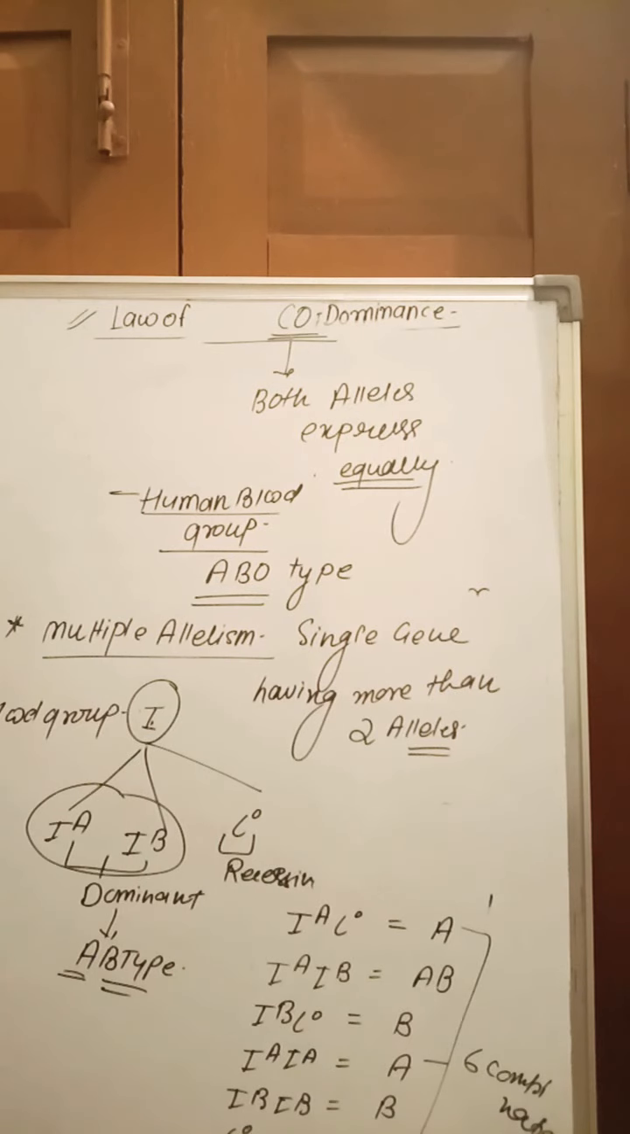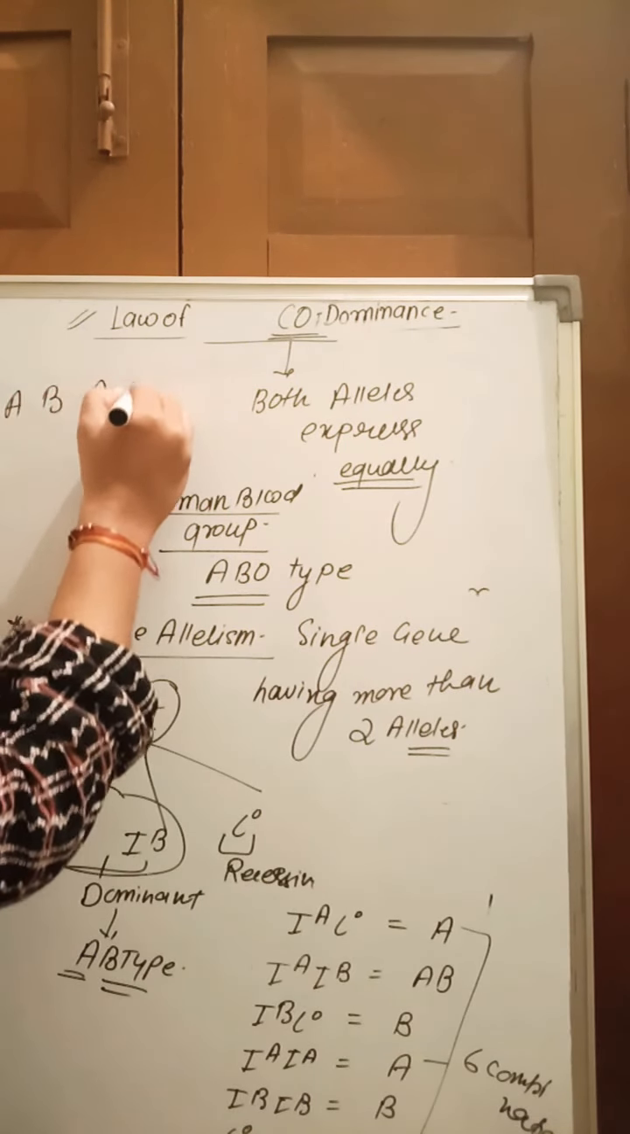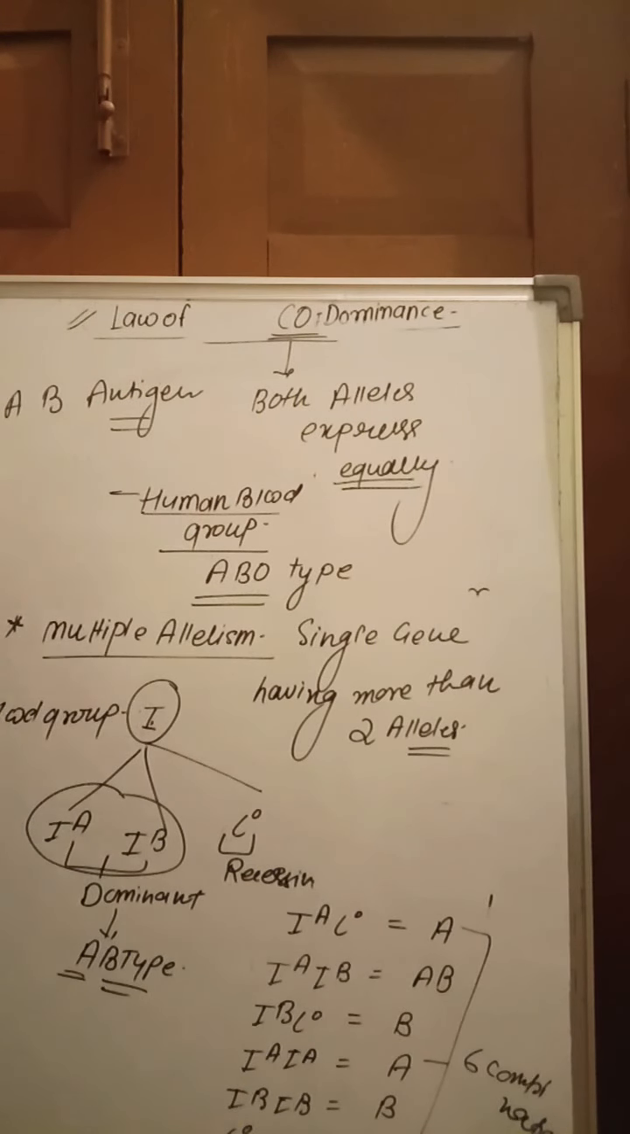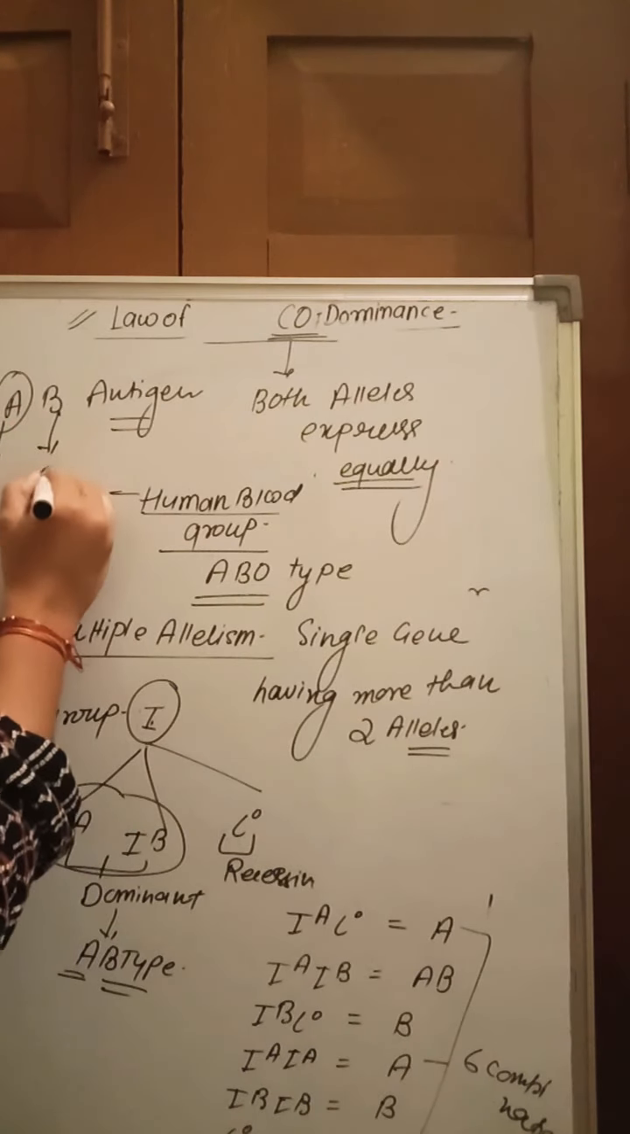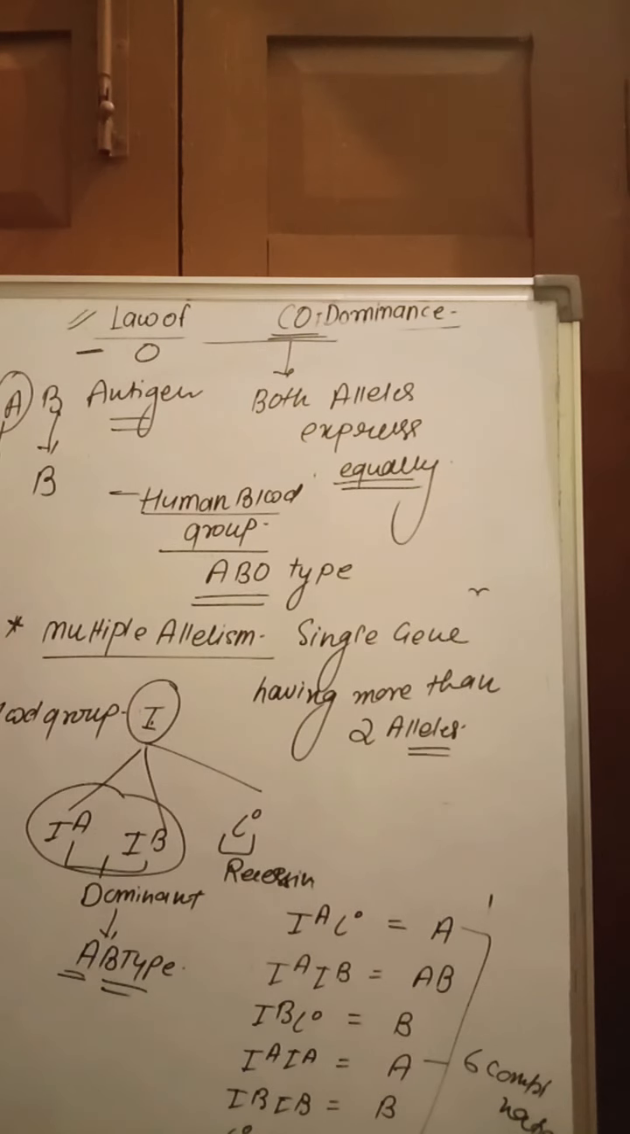Because in humans there are 2 types of antigen, A and B antigen, present on the surface. If the antigen is A, then the blood group will be A. If the antigen is B, the blood group will be B. If both A and B antigens are present, it is AB. If there is no antigen, the blood group is O. Okay? So that is the law of codominance. Write down all the things.